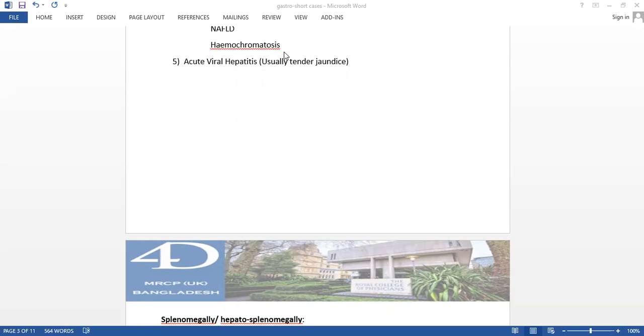Should I describe the surface and the border? In case of spleen, you can say that there is some notching. But in case of spleen, border and surface are not that important. But for the liver, this is important.